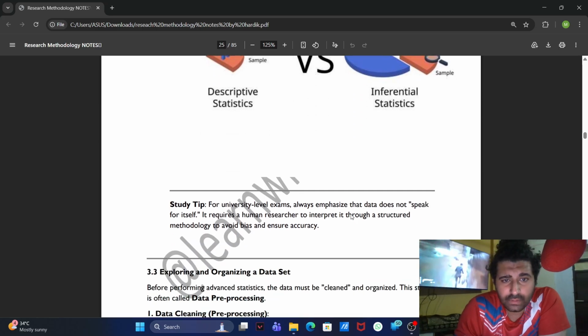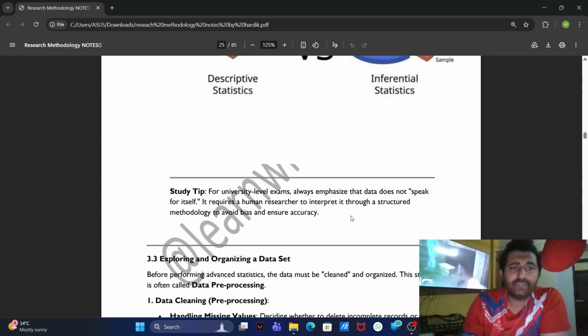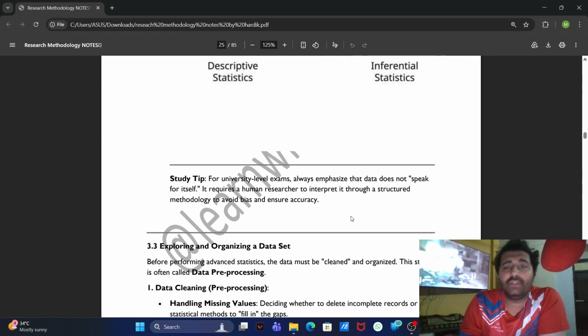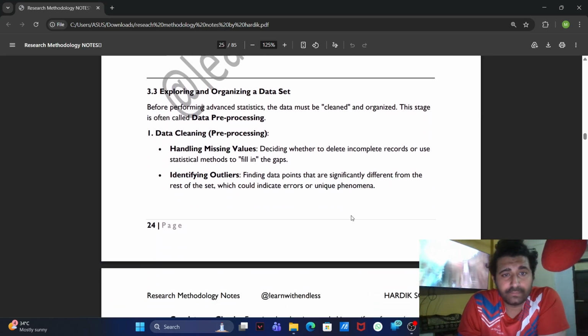This is the analytic study tip. It always emphasizes that data does not speak for itself. It requires a human researcher to interpret it through a structured methodology to avoid bias and ensure accuracy.